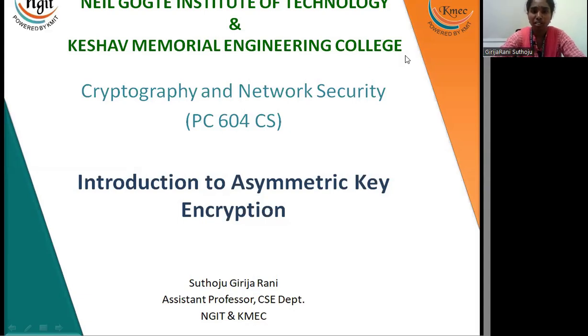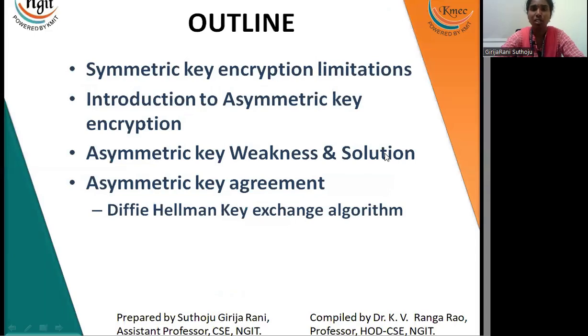Before moving to the exact topic, let us know the outline first. Whenever we are going to a new topic, why we are moving to it is the thing. When we have a disadvantage or limitations in the existing system only, we will be planning for the new topic, right? Similarly, we are moving to asymmetric key encryption as we have some limitations to symmetric key encryption. So we are going to highlight these two first.